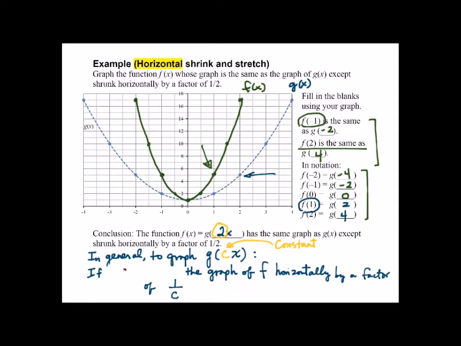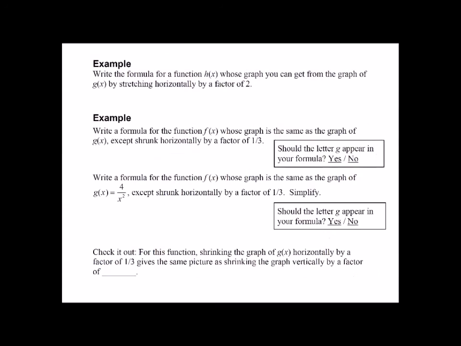On the other hand, if c is between 0 and 1, then it has the effect of enlarging or stretching the graph horizontally by a factor of 1 over c. So for example, g of 1/2 x would be the result of stretching the original function g by a factor of 2 horizontally. Now to answer this example should be fairly straightforward. If I wanted a graph that is a stretched version by a factor of 2 horizontally, I would simply do g of 1/2 x.